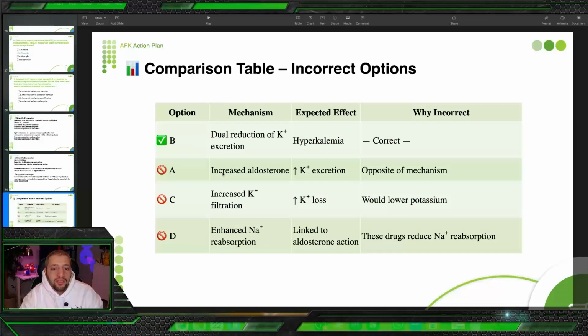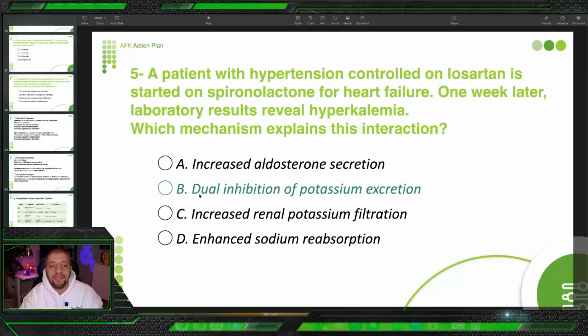Let's see the other options. Increased aldosterone will lead to more potassium excretion, opposite to what happened in this patient. Increased potassium filtration will increase the potassium loss. Again, not hyperkalemia, it will be hypokalemia. Enhanced sodium reabsorption is linked to aldosterone action. These drugs reduce sodium reabsorption, not enhance it. So at the end of the day, the reason for this is dual inhibition of potassium excretion.